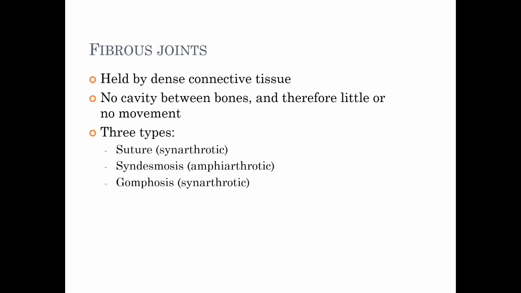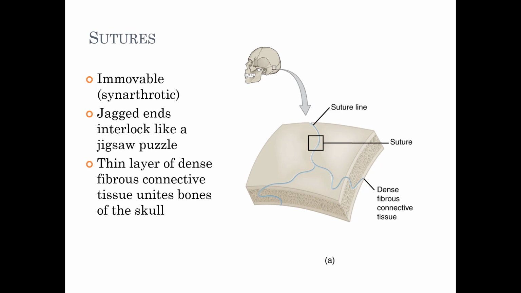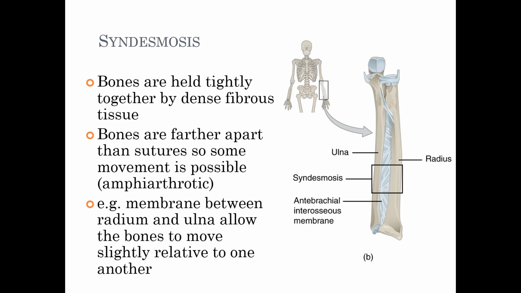So we'll start out with our fibrous joints. They're held by dense connective tissue. There is no space between the bones, no cavity, and there's little to no movement. So we have the three different types. The suture joint is the one that's found between cranial bones. The jagged ends of the bones interlock like a puzzle. There's dense fibrous connective tissue between the two bones.